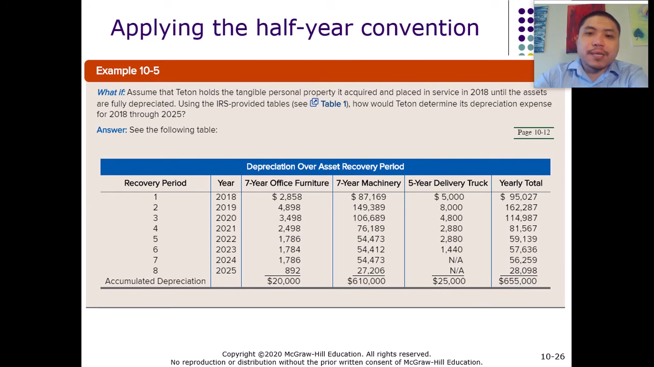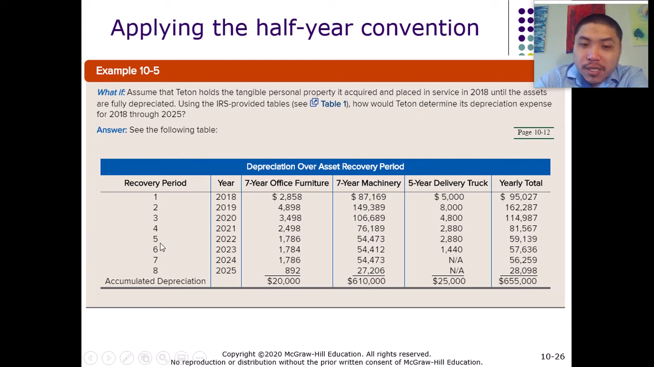In this example, we're just trying to calculate the depreciation expense for every single year during the recovery period. So you can see for 7-year office furniture, by applying the rate, we can calculate the depreciation expense for every single year. And then keep in mind that there are 7 years of recovery period, but if you look at the periods here, there are actually 8 years.